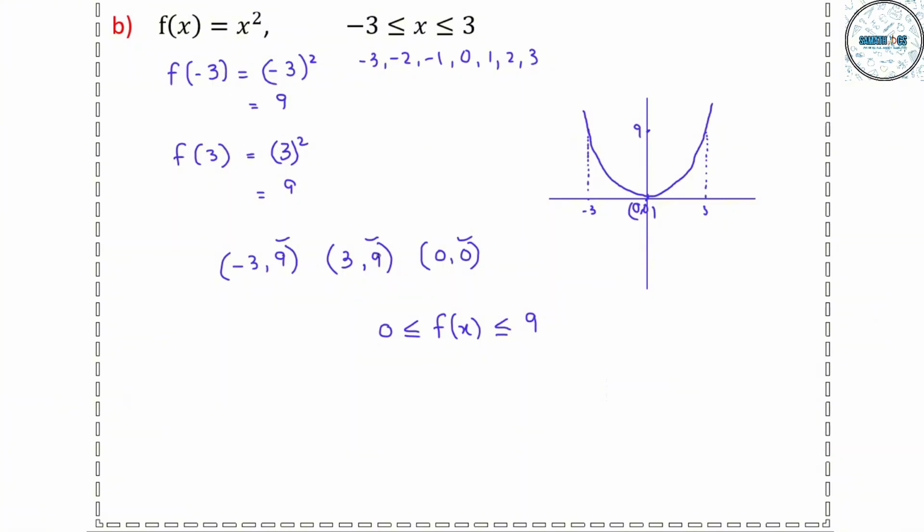So that's why we have written here the sign greater than or equal to. In the same way, 9 we have got when 3 is the input. 3 is in the domain. So that's why 9 is also to be a part of the range, and we have put here the sign less than or equal to.